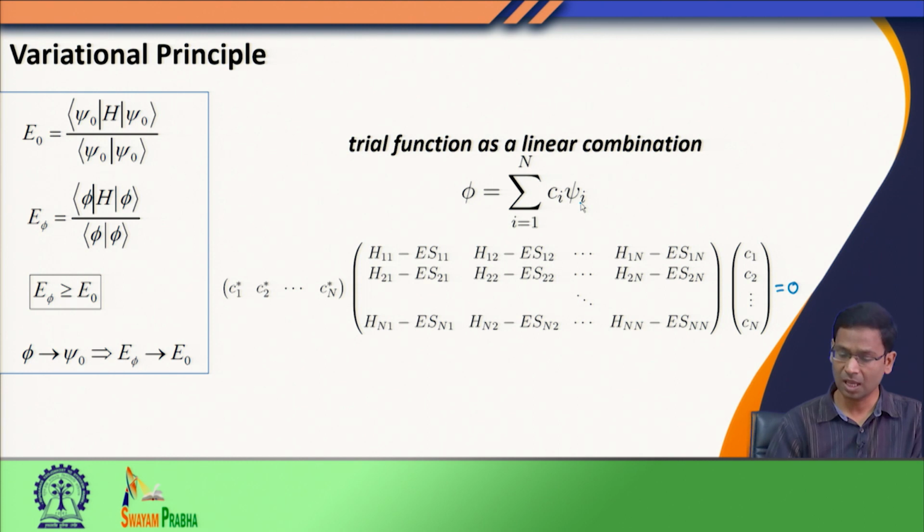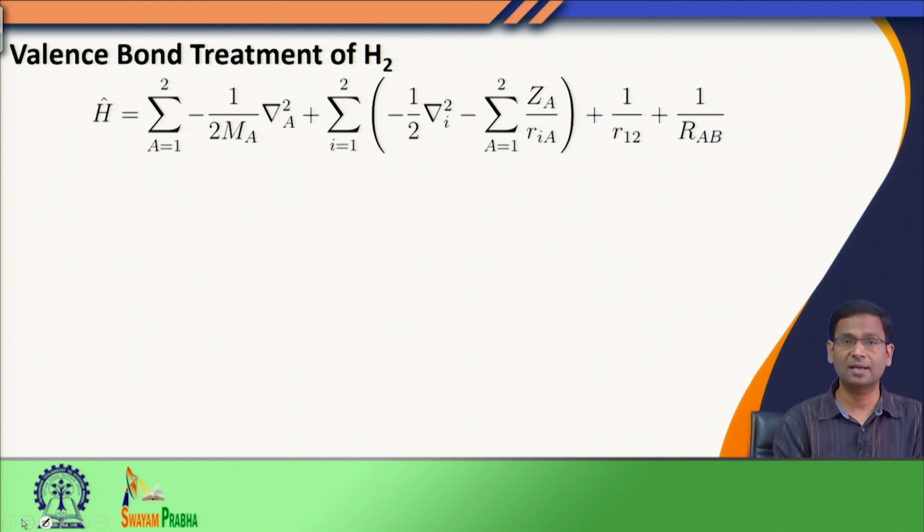What we do today is that we will use this method. When we define a trial function as a linear combination of several functions, this variational approach is called the linear variational approach. So, we would use this linear variational approach to solve one problem, and this problem is the quantum mechanical solution of the hydrogen molecule.